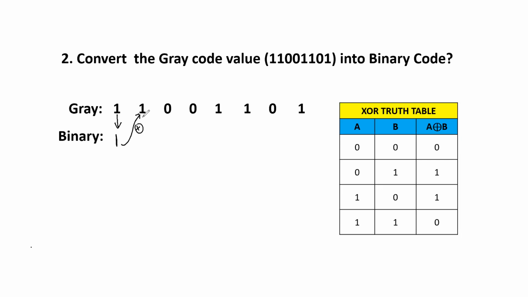Okay. So 1 and 1, the XOR is 0. Now between these two bits apply XOR. 0 and 0 is 0. Between these two bits, XOR is 0. The same way we should continue the process. That is 1 and 1 is 0. Now between these two, 0 and 0 is 0. Between these two, XOR of 0 and 1 is 1 now. This is the obtained binary value for the given gray value.